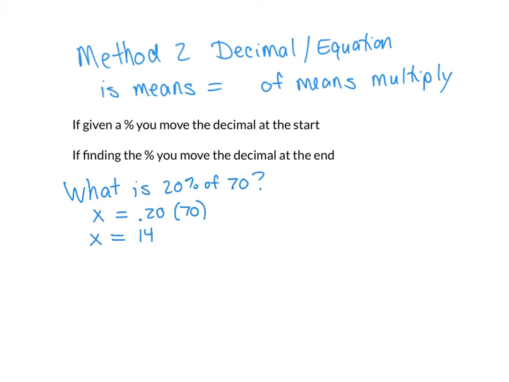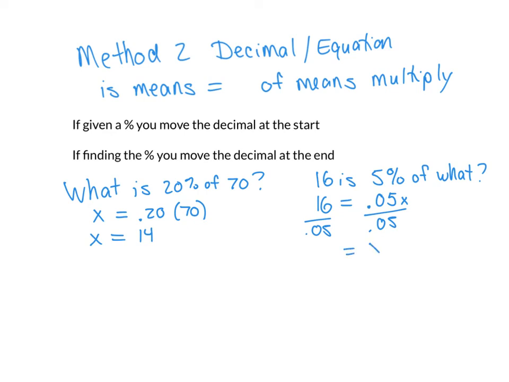Here's another example. I might have 16 is 5% of what? So 16 is means equals. 5% as a decimal is 0.05. Again, because you're always moving your decimal over twice. And then it's going to be times x. Then I'm going to divide both sides by 0.05. And so when I do that, I'm going to end up with x is equal to 320.